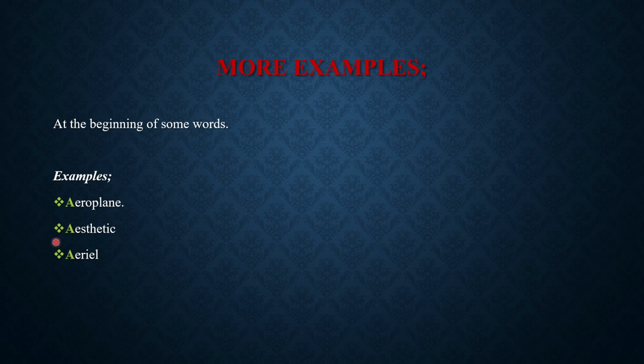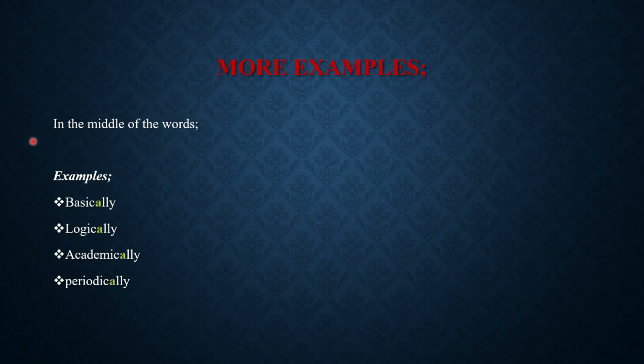Then the second word is aesthetic. Aesthetic starts with A, but we don't pronounce the A. Aerial. Aerial starts with an A, but the A is not being pronounced. So these, among very many others, are examples of words that have silent A coming at the beginning of the words.